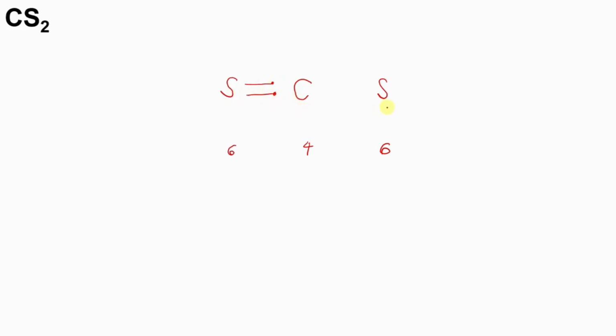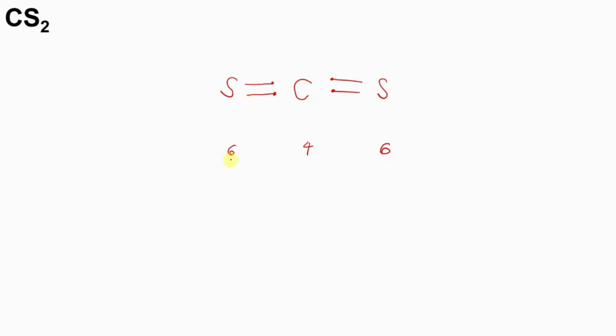The same thing for the other sulfur. Here it has 6 valence electrons. It needs 2 more valence electrons to be stable, and it gets that from the carbon in the center. So it will also form a double bond with the carbon in the center. Next, let's place the remaining valence electrons on this dot structure.